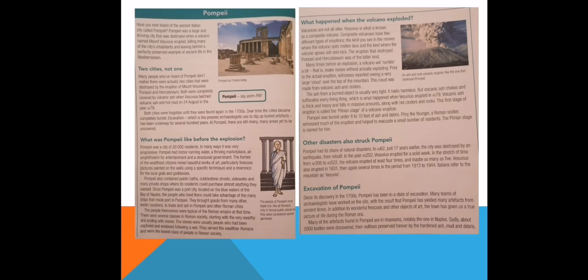2 cities, not 1. Many people who've heard of Pompeii don't realize there were actually 2 cities that were destroyed by the eruption of Mount Vesuvius, Pompeii and Herculaneum. Both were completely covered in volcanic ash when Vesuvius belched volcanic ash and hot mud on the 24th of August in the year 79 AD. Both cities were forgotten until they were found again in the 1700s.